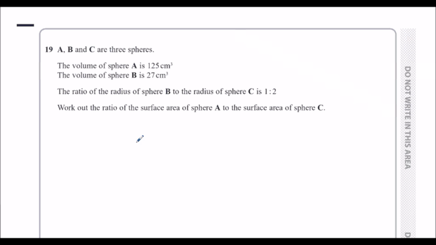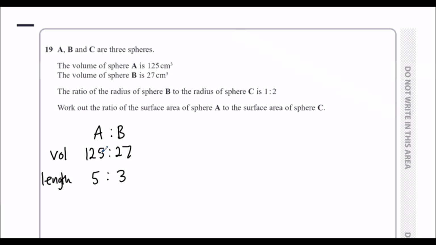So this is a scale factor question. So scale factor for volume is scale factor cubed. So for A and B, for volume, we've got 125 to 27. To find the scale factor for length, we need to cube root. So cube root 125 and cube root 27. So that means the scale factor for length for A to B is 5 to 3.